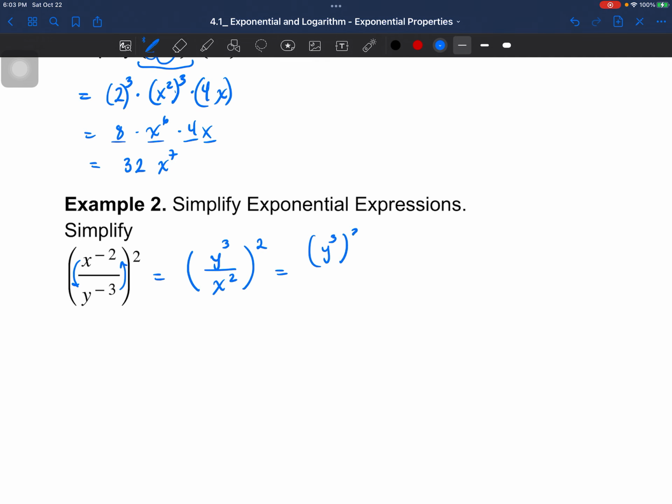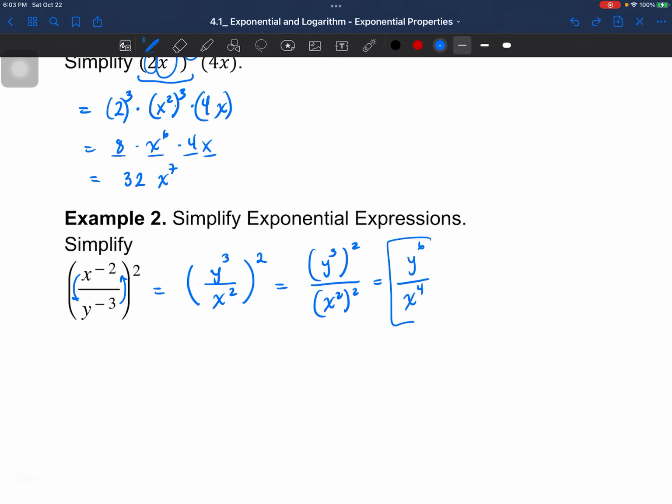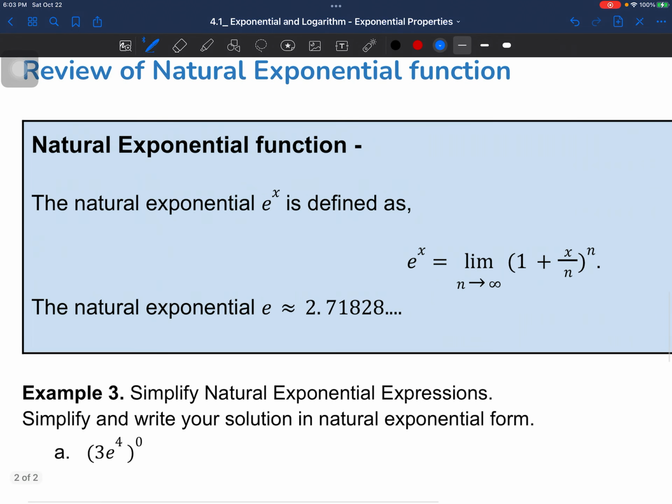So now, because they both have the same power, and this is a quotient, by using this property right here, they both get the second power. What I mean by that is we have y cubed raised to the second power and x squared raised to the second power. Again, a power raised to a power means a multiplication of powers, and the bottom as well. A power raised to a power is a multiplication of powers, so that'll be 2 times 2 is 4. And that's it.